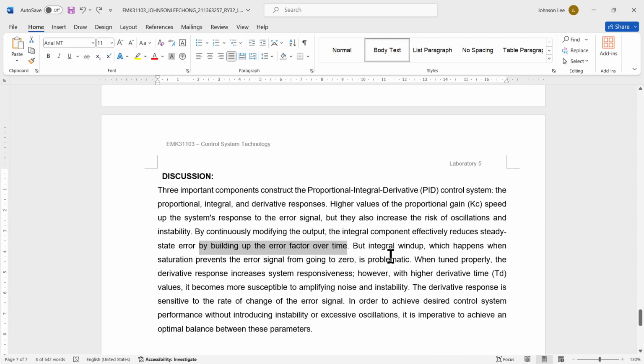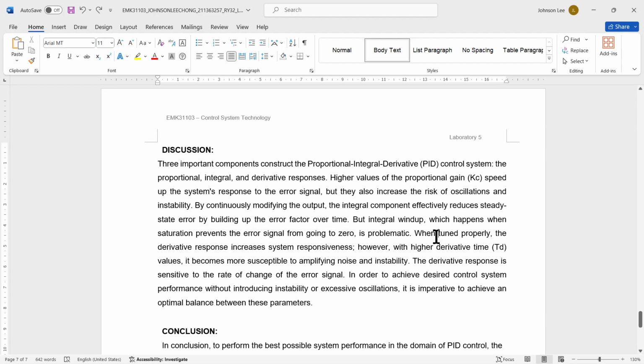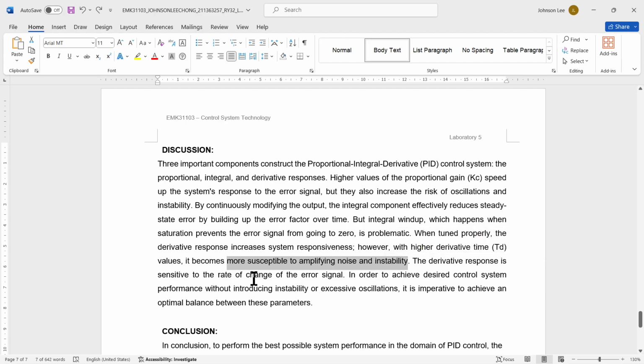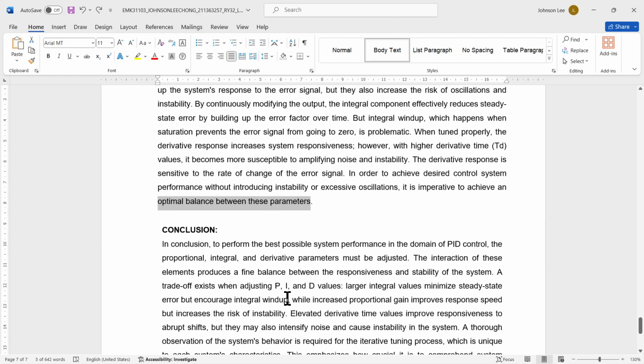But integral windup, which happens when saturation prevents the error signal from going to zero, is problematic. When we tune it properly, the derivative response increases the system responsivity. However, with a higher derivative time, which is the Td value, it becomes more susceptible to noise and instability. The derivative response is sensitive to the rate of change of the error signal. So in order to achieve desired control system performance without introducing instability or excessive oscillation, it is imperative to achieve an optimal balance between these parameters.